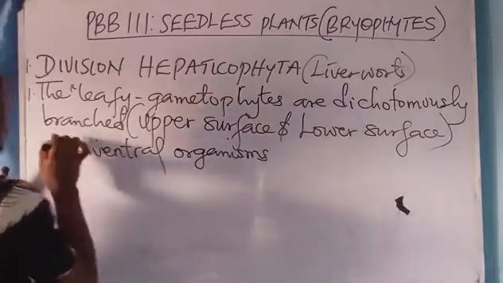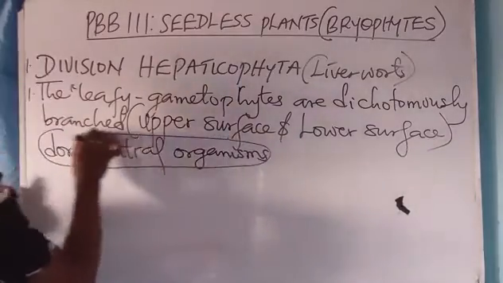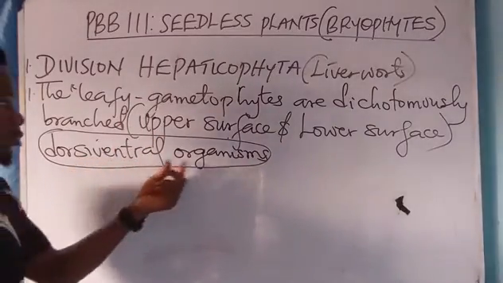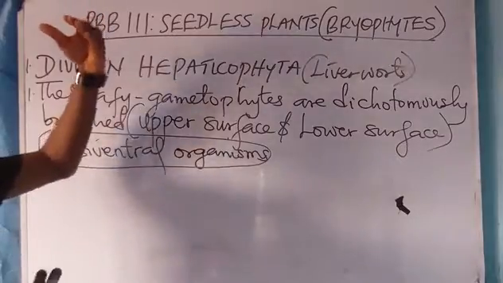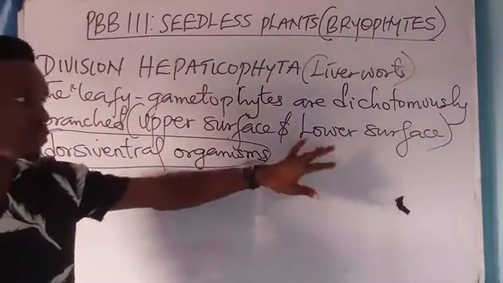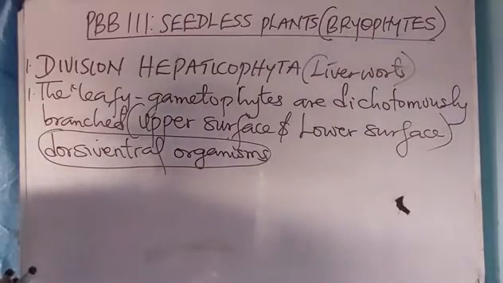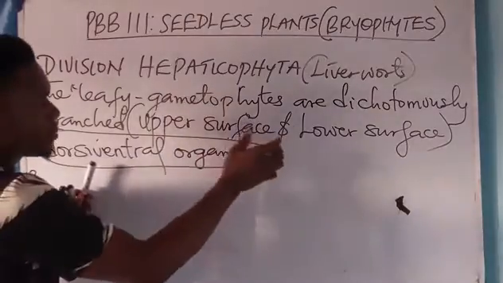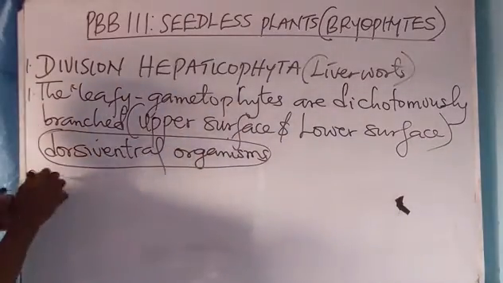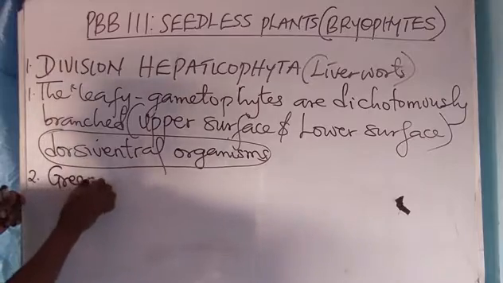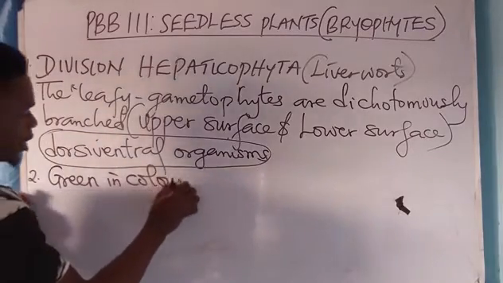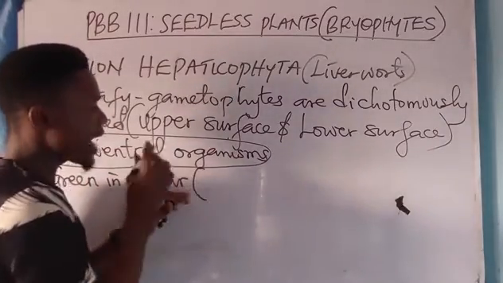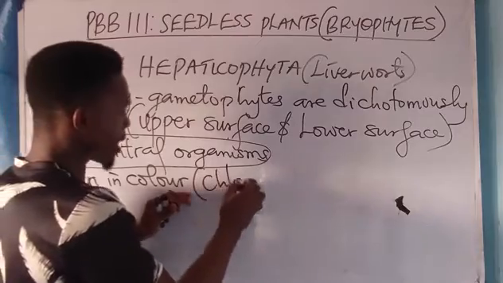The hepaticophytes are dorsiventral organisms because they have the upper parts and the lower parts. Please take note of that. It is very important. Now, number two, the upper parts of these organisms usually appear green in color. They usually appear green in color because they contain a high concentration of what? Chloroplasts.